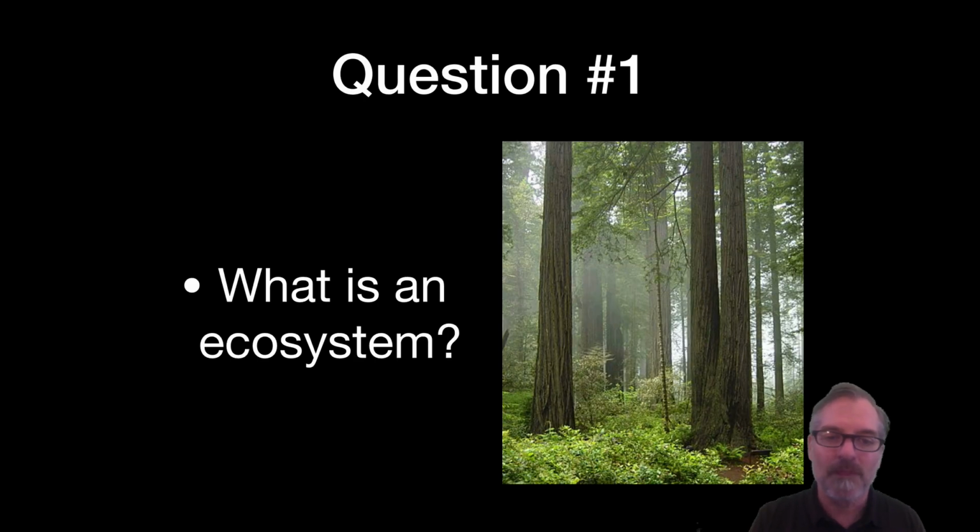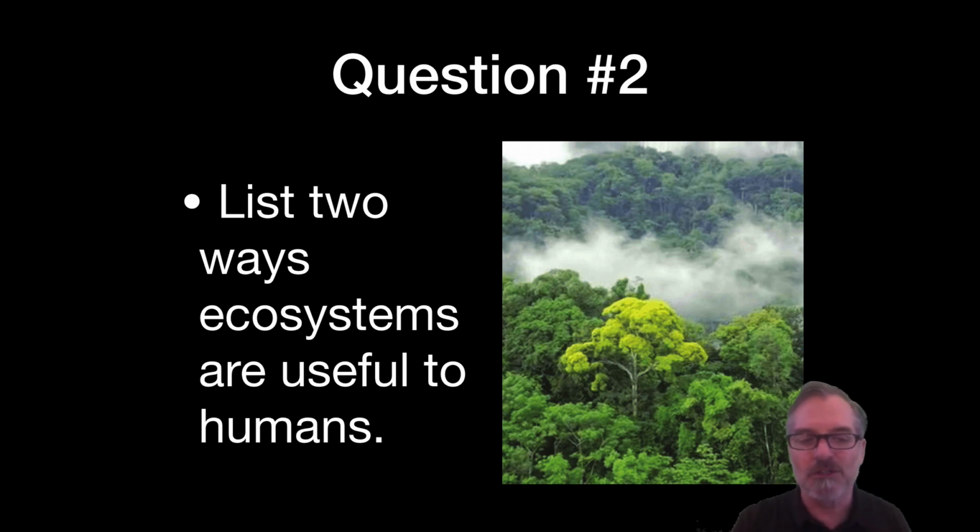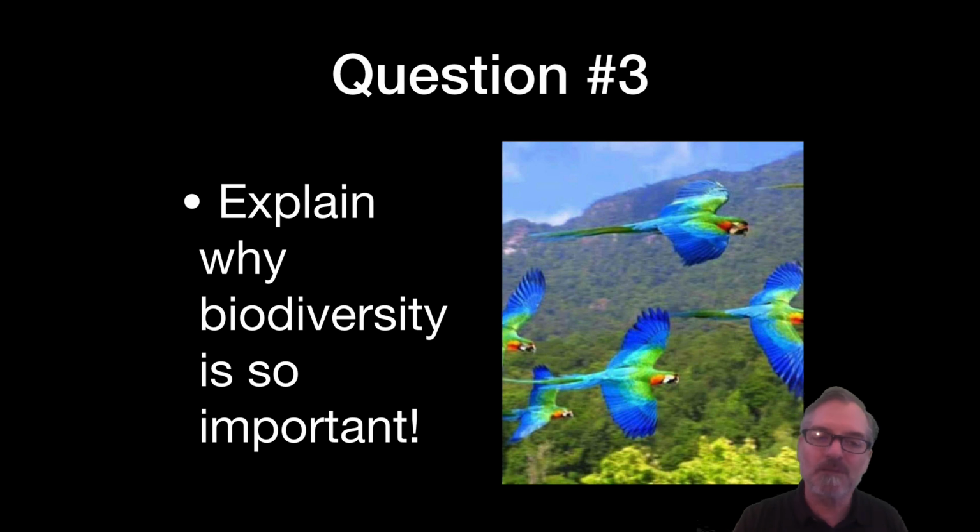All right, so here's question 1. What is an ecosystem? Pause the video, say what you think it is, and turn the video back on. All right, remember, question 2. List 2 ways ecosystems are useful to humans. Question 3. Explain why biodiversity is so important.